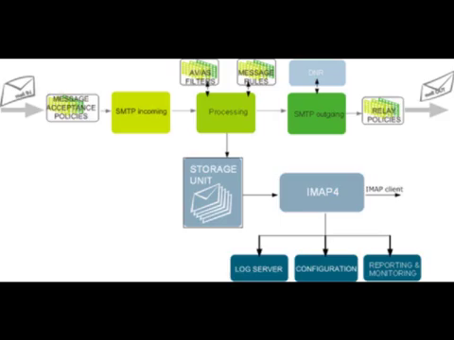IMAP, Internet Message Access Protocol, is a standard protocol for accessing email from your local server. IMAP, the latest version being IMAP version 4, is a client-server protocol in which email is received and held for you by your internet server.